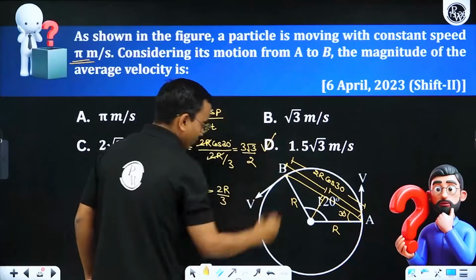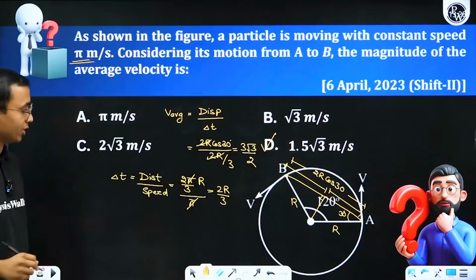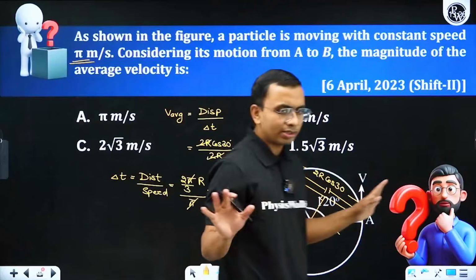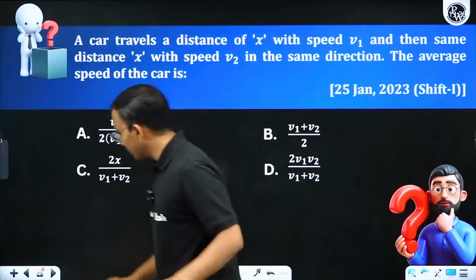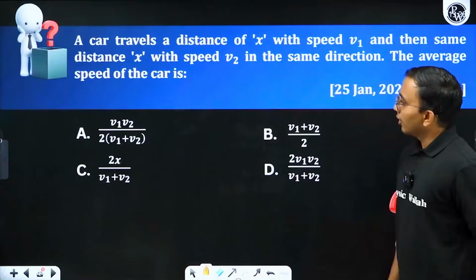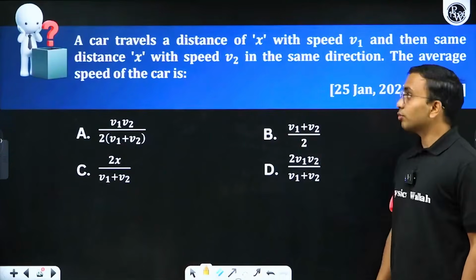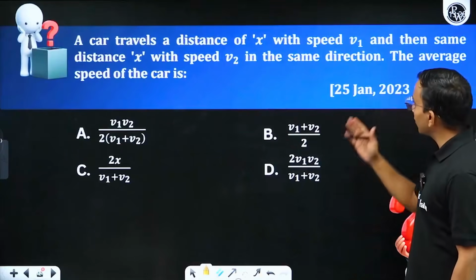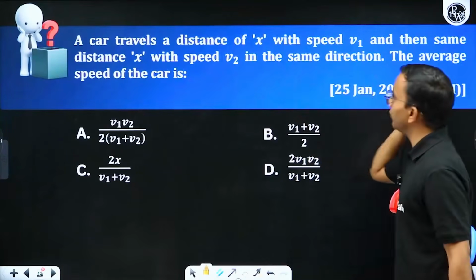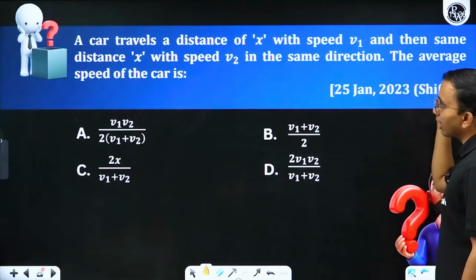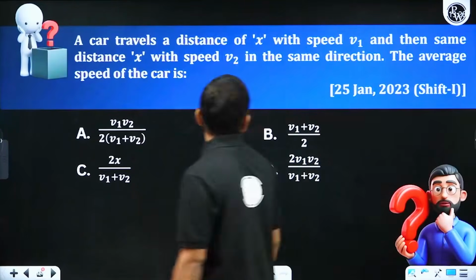That is 1.5 root 3. Now this question was certainly not confusing and was very straightforward. You might have done it just by saying it. Now coming to another question: a car travels a distance of x with speed v1 and then the same distance x with speed v2 in the same direction. The average speed of the car is, okay.